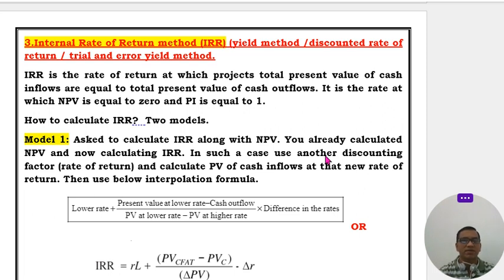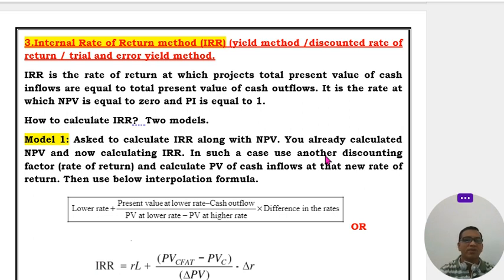Another way you can explain it: the rate at which PI, profitability index, is equal to 1. So it is the rate of return where cash inflows are equal to cash outflows. In other words, it is the rate at which NPV is equal to 0. In other words, it is the rate at which PI, profitability index, is equal to 1.